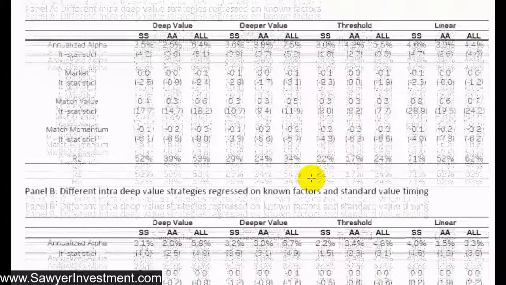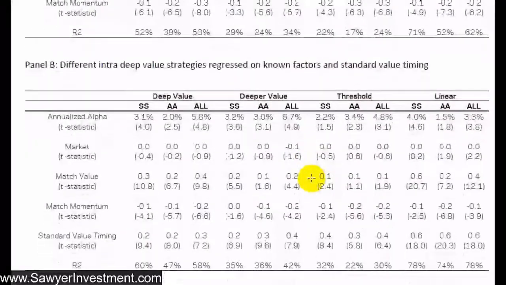So given those results, they come down here to another table where they show the results of the interest strategies of stock selection, asset allocation, and then all of them for each of the strategies. And consistent with panel B of the prior table, we still see significant loadings on the value and negative loadings on the momentum factors, and they're somewhat significantly related to the standard value timing as well. But this still leaves a pretty significant alpha here.